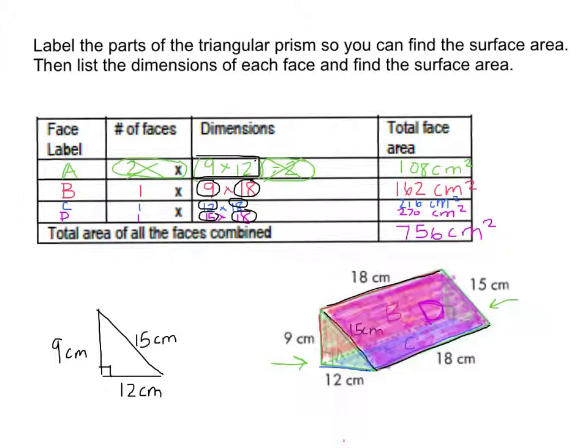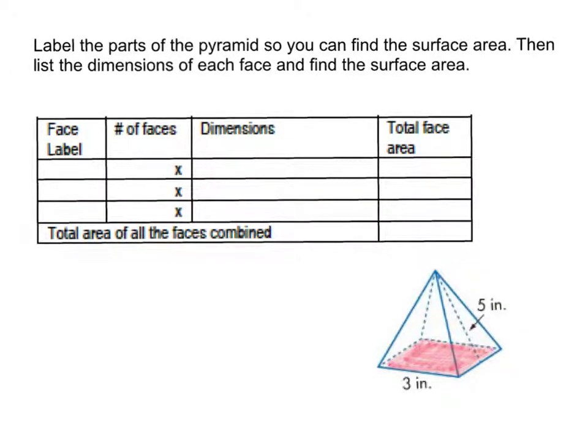Now we're going to label the parts of the pyramid. I'm going to start with this base, and I'm going to label it A. And there's only one of them, and since it is a square pyramid, that means each edge here is 3 inches. So that gives me 3 times 3, which would give me 9 inches squared for the base.